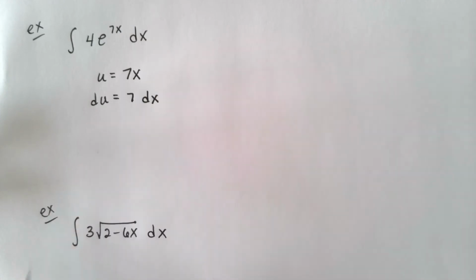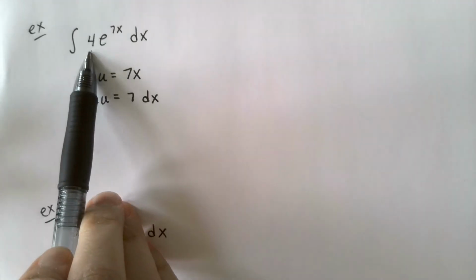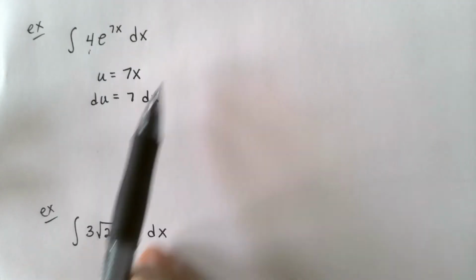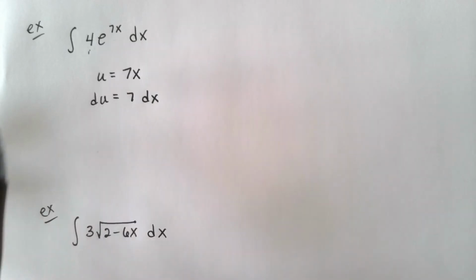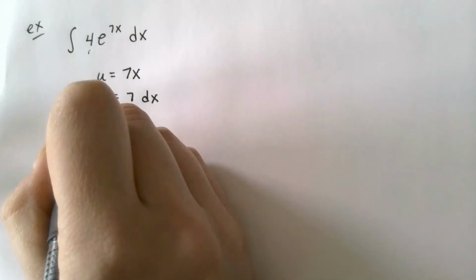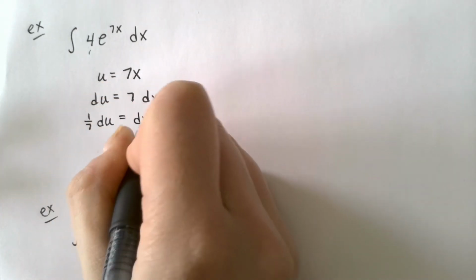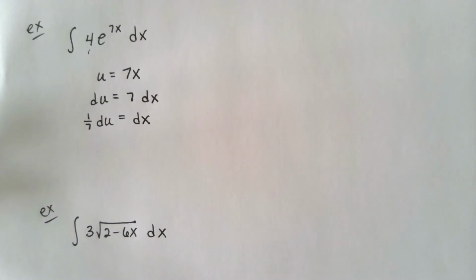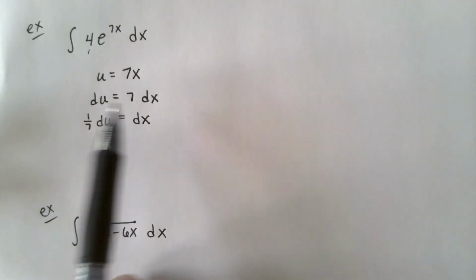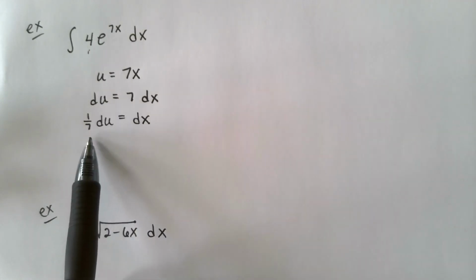Okay, so if this 4 happened to be a 7, we would have 7 dx, and we would have a perfect substitution for it. But usually that's not the case, and it isn't here. So we have one more step to take, which is divide that 7 onto the left-hand side. So all I've done is divide both sides by 7, so I've got a 1/7 here.